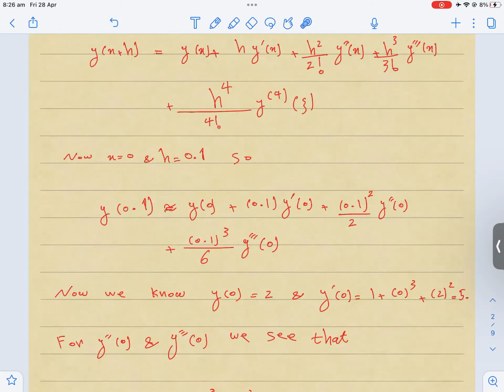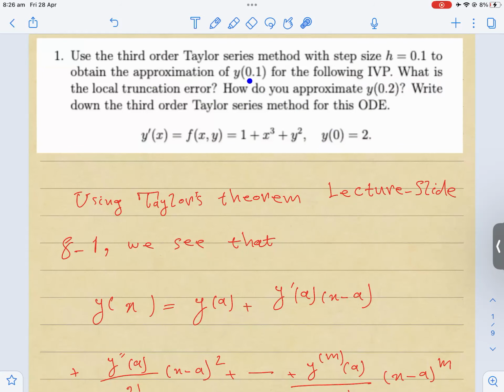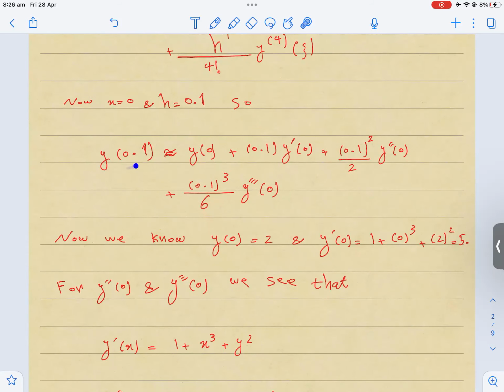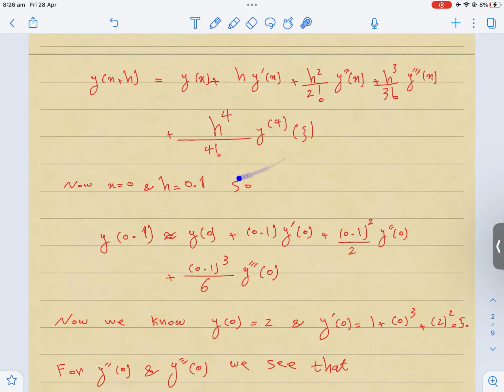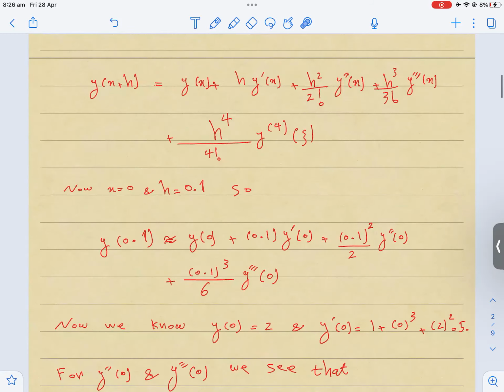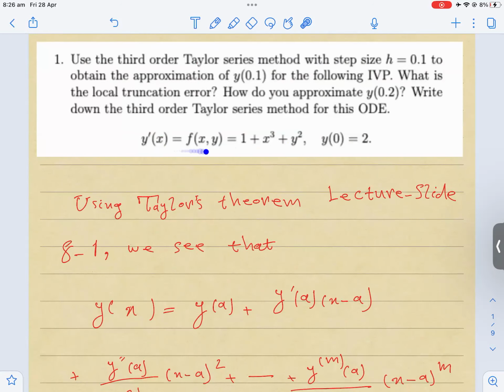Now, this question says that y of 0 is given. Calculate y of 1/10 by using the third order Taylor. So y of 1/10 is y of 0 plus these terms. The fourth one, we will assume is tending to 0. All right. So y of 0 is 2, and y prime of 0 I just obtained from the question.